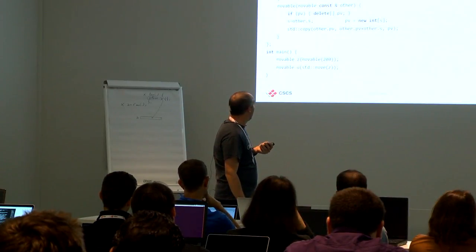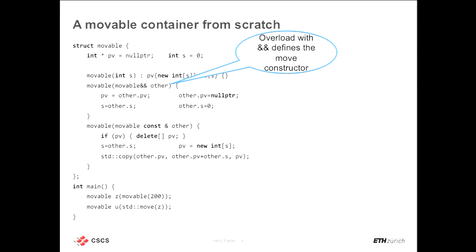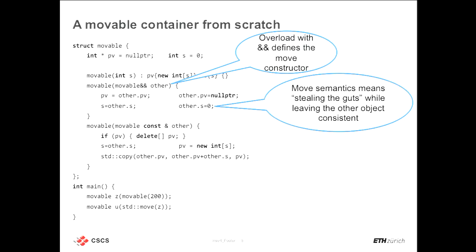So first of all, we have to know the move constructor, which when you have this signature is called move constructor. It's important to keep the other object consistent, otherwise you get into weird errors, and we'll see some of them. And now we can see the performance implication. Here we have a linear algorithm to do the copy, linear with the size, and here it's just a constant time operation.